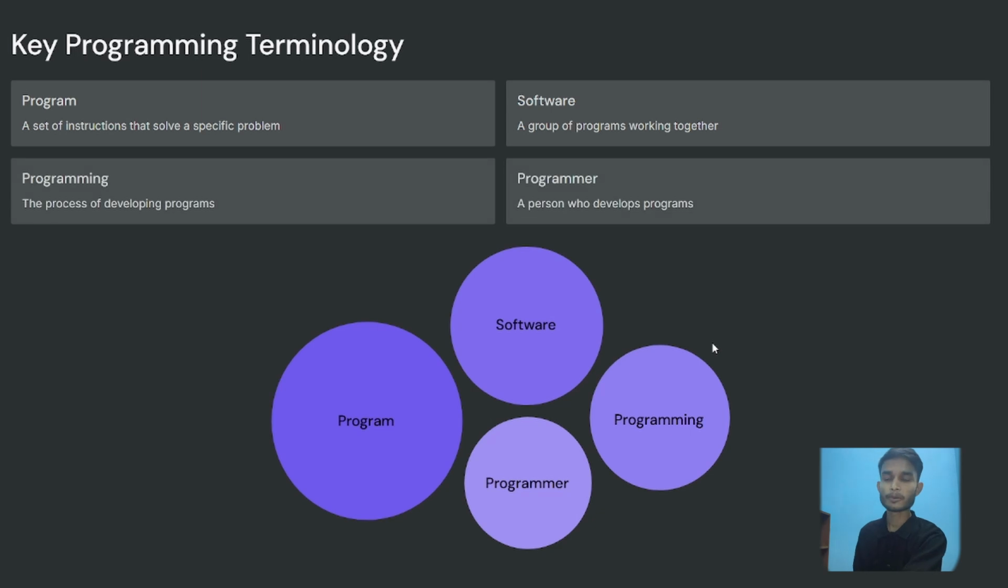Okay, to be a programmer, we need to understand some key terminologies in the programming world. First of all, what is a program? A program is a set of instructions that solves a real life problem or a specific problem. Software is a group of programs that work together to solve a specific problem. Programming is the process of developing programs. And a programmer is the person, like you, who writes or develops the programs. So these are the basic key terminologies we need to understand to be a programmer.